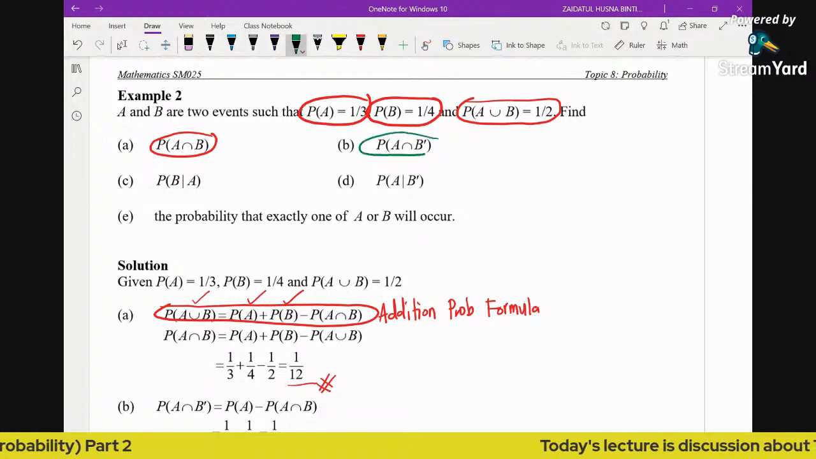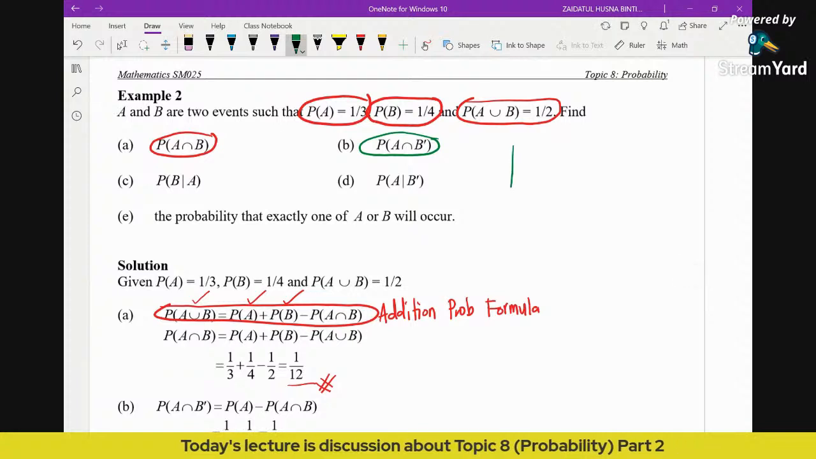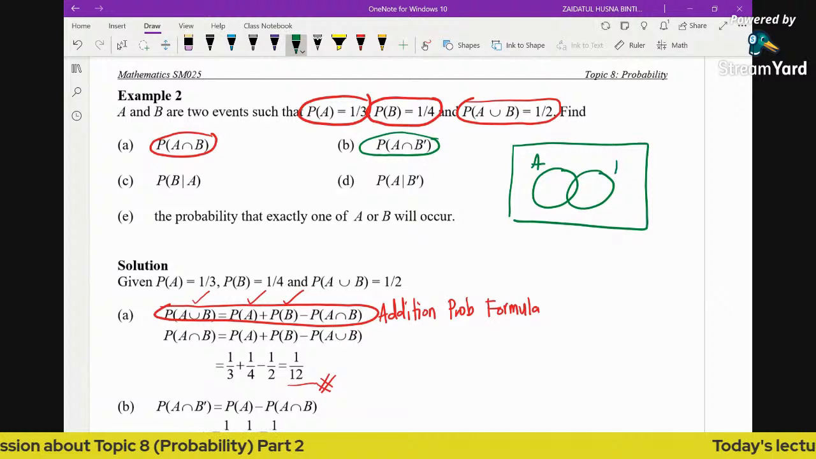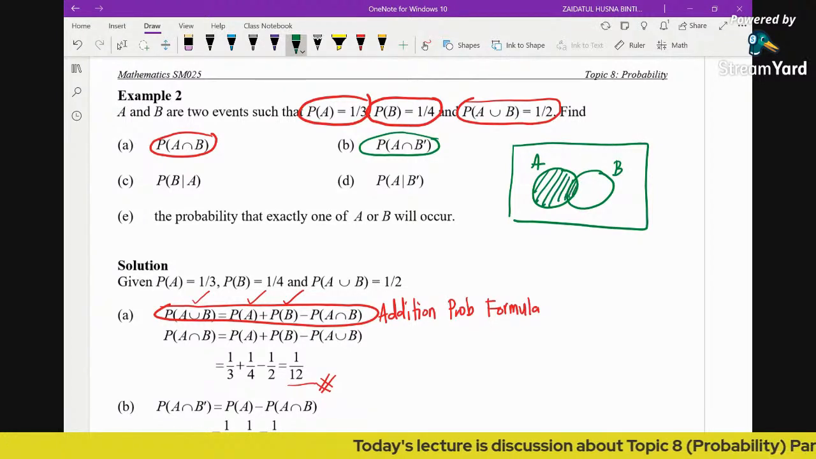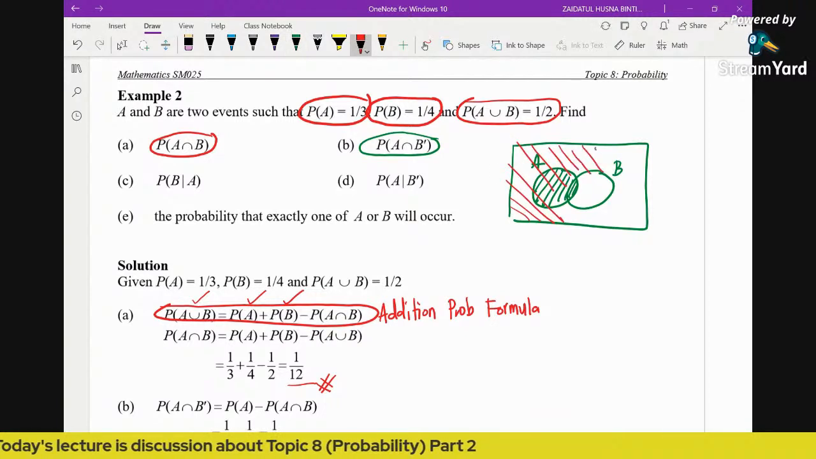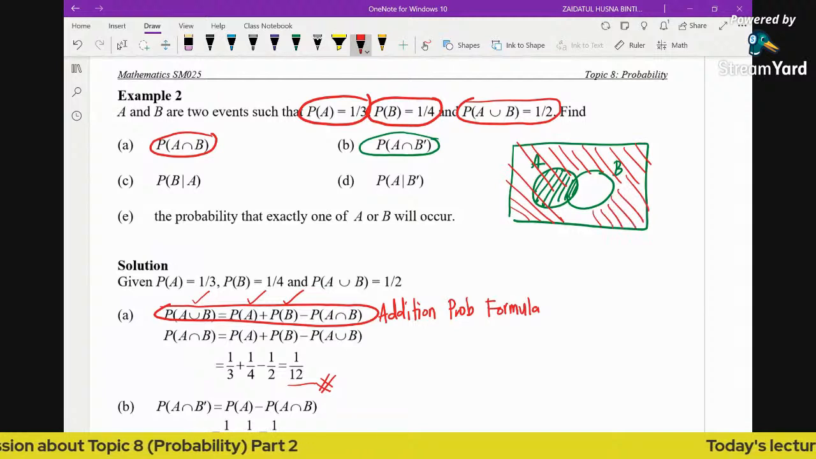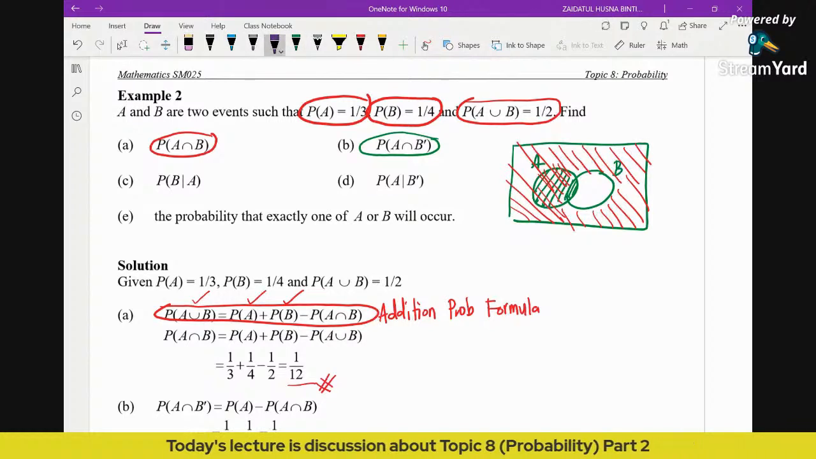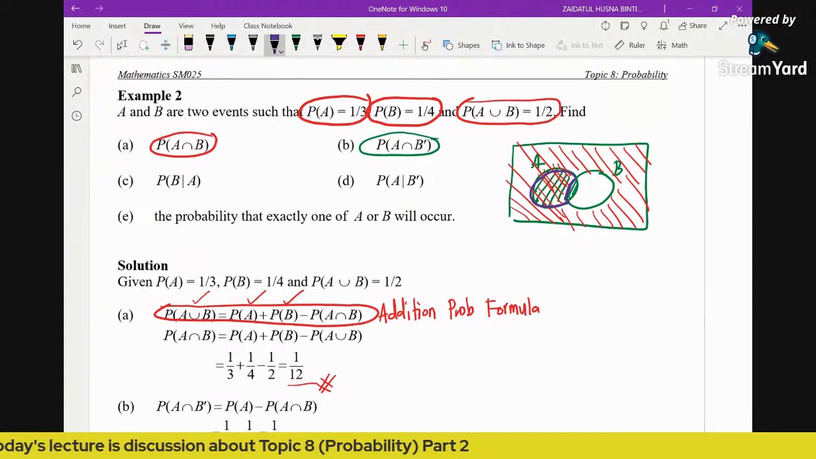A intersect B prime. If you may recall, what is A intersect B prime? If we draw a Venn diagram, you have this A and this is B, right? So A intersect B prime. A is this, intersect with B prime. B prime is anything except for B. If you shade the region, you may notice that the intersection between the red and the green color is actually this region.